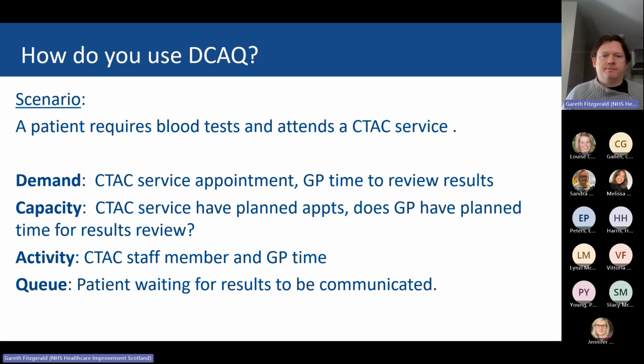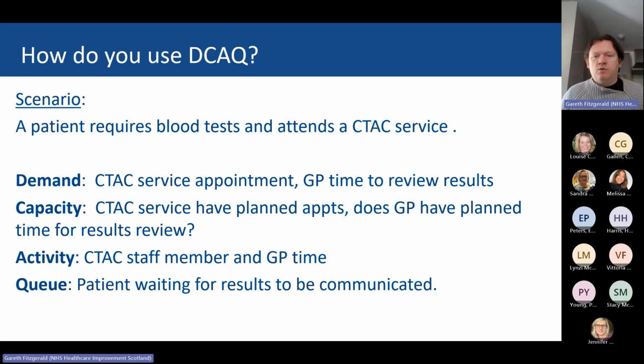Another scenario here. Patient requires blood tests, attends CTAC. So demand is the CTAC service appointment and the GP time to review the results. Now, results may or may not be reviewed by GPs depending on how your service is designed. This is just an example scenario that we can talk about. We see here, CTAC service have planned appointments. Does the GP have time for the results review? Activity here, the CTAC time and the GP time, and the queue is the patient that needs to wait for the results to be communicated.